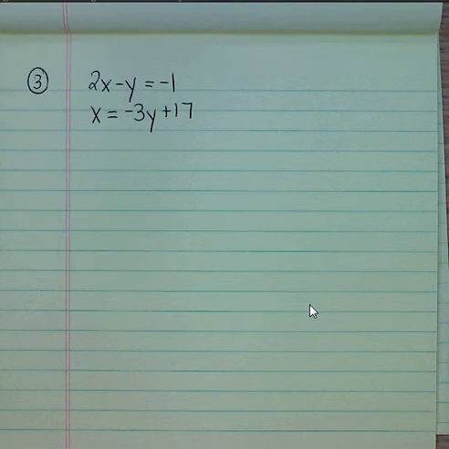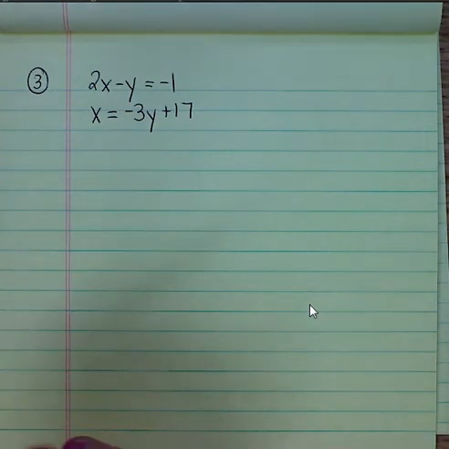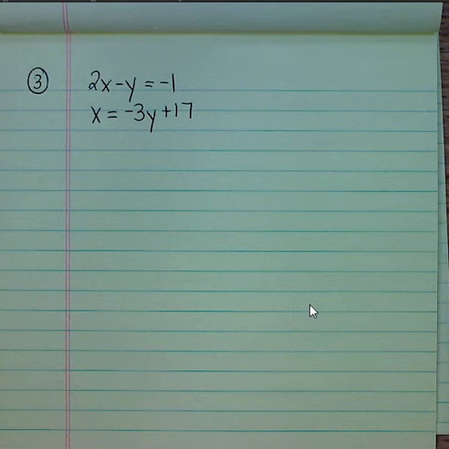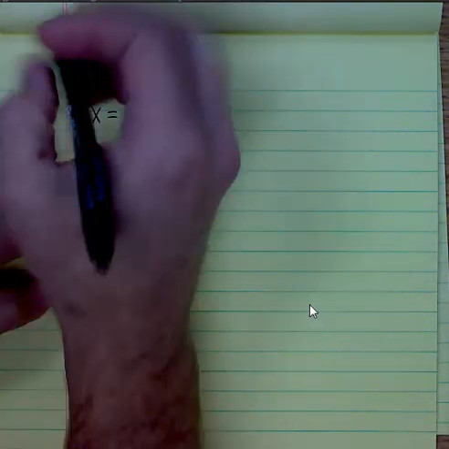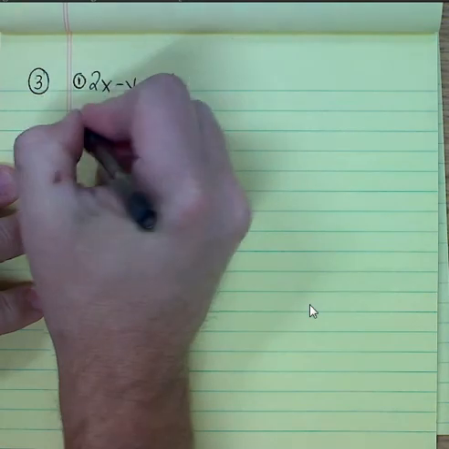All right, so we take a look at question number 3. And one of the things that we're going to do when we're solving algebraically, again, this is the substitution method, is we want to label our equations. So we're going to start off with 1 and 2, okay?